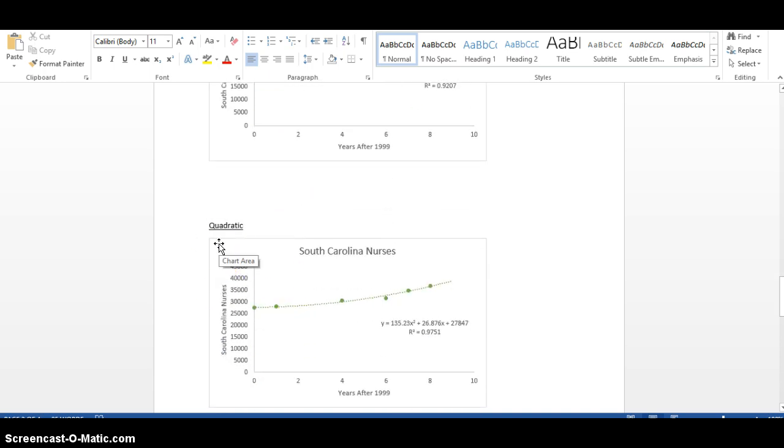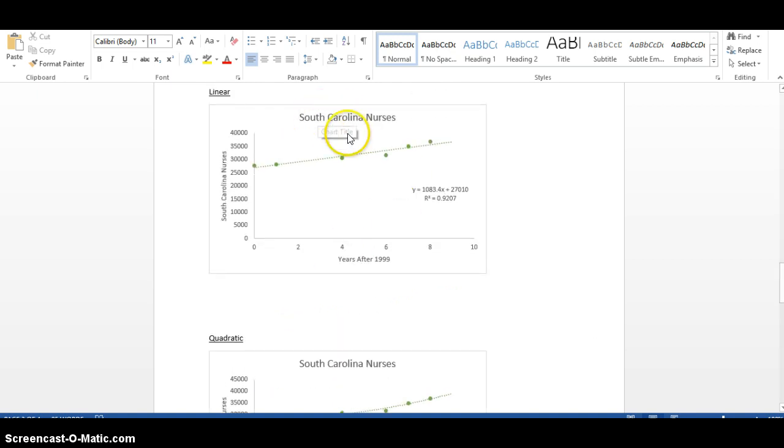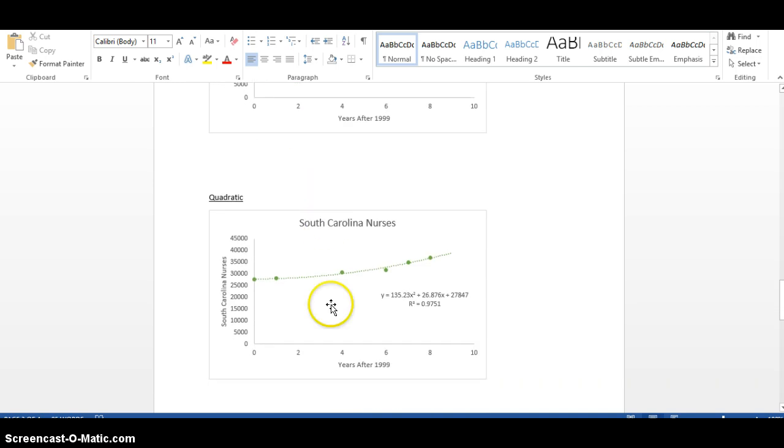And here is a quadratic formula. Here's my equation, copied and pasted from the original graph from up here. And we found the line, and we changed it from a linear to a quadratic trendline because you can tell from the curve.